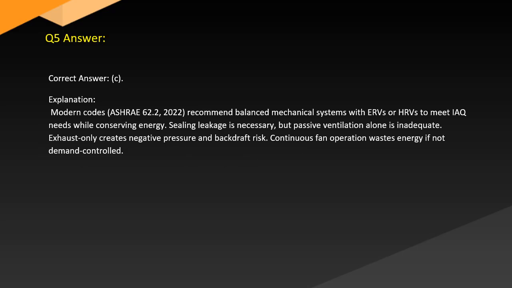Answer. Correct answer. C. Explanation. Modern codes, ASHRAE 62.2, 2022, recommend balanced mechanical systems with ERVs or HRVs to meet IAQ needs while conserving energy. Sealing leakage is necessary, but passive ventilation alone is inadequate. Exhaust only creates negative pressure and backdraft risk. Continuous fan operation wastes energy if not demand controlled.